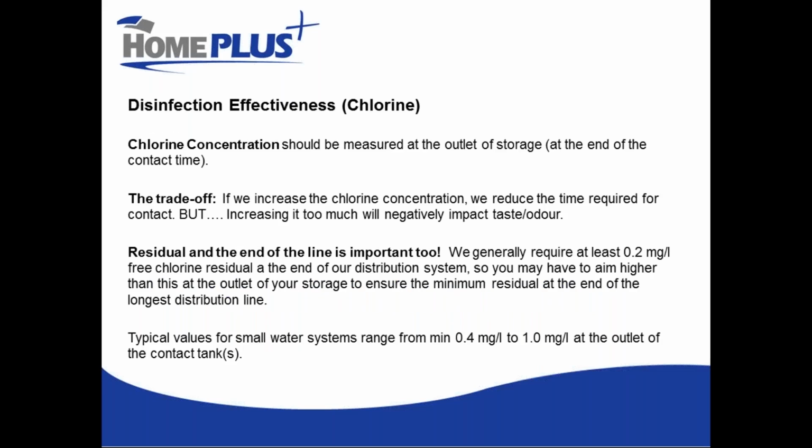So a few things to know about chlorine effectiveness. We should be measuring our chlorine concentration at the outlet of the storage, so it's at the last point in time where we are using that contact for the purposes of our CT calculation. This also has to be matched, though, with the fact that we need residual at the end of our line. And generally, we're looking for a minimum of 0.2 free chlorine at the very end of our distribution system.